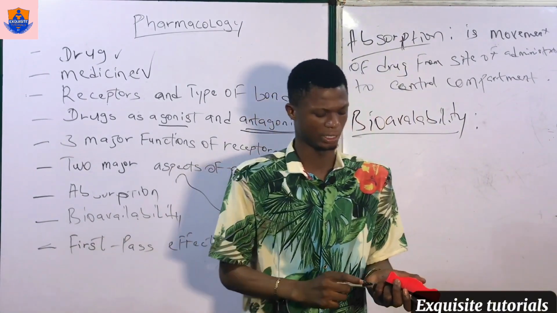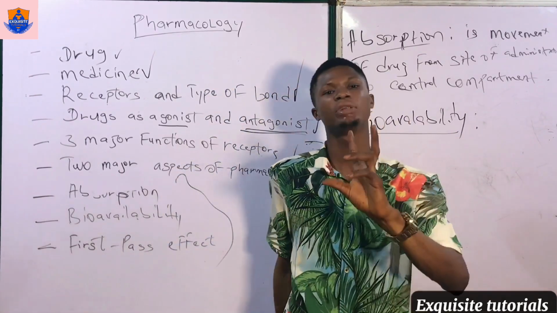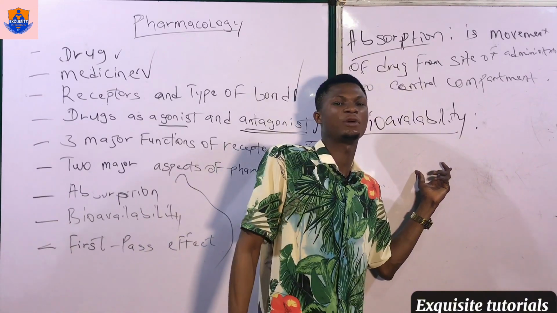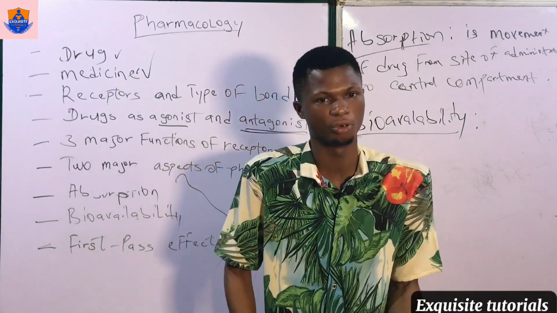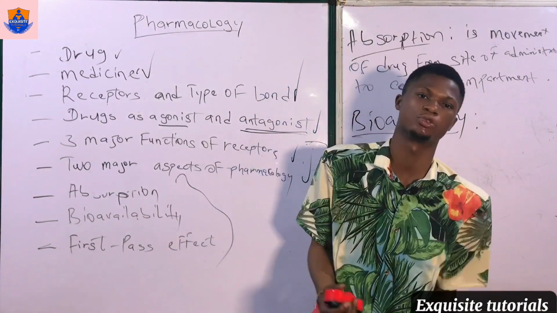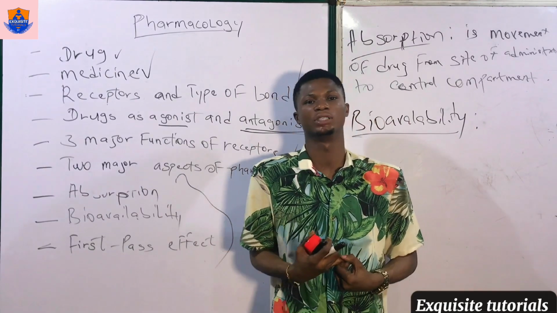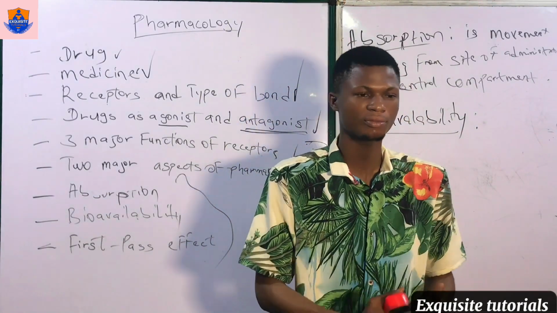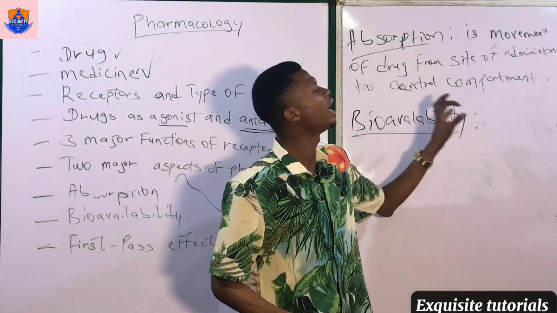Just like we were saying, are you sure that if I administer 1000 milligrams of paracetamol, at the end of the day, 1000 milligrams or 900 milligrams of paracetamol is going to be absorbed in the body to do the work it is supposed to do? This is understanding the concept of bioavailability. Bioavailability simply means the amount of drug that is remaining or retained in the body after absorption.